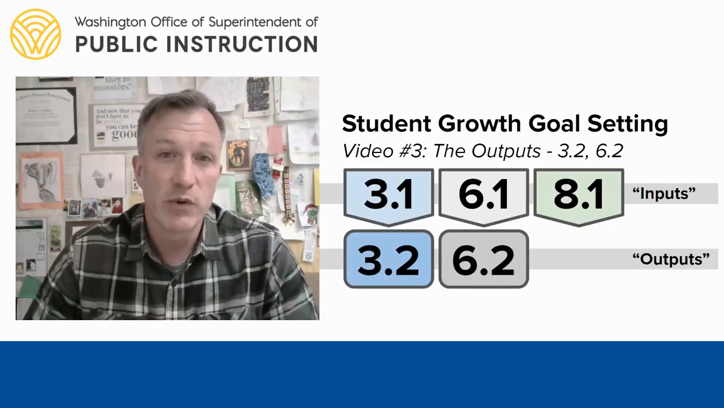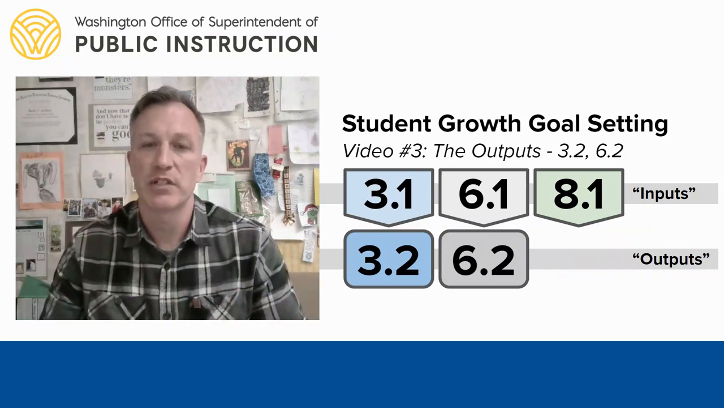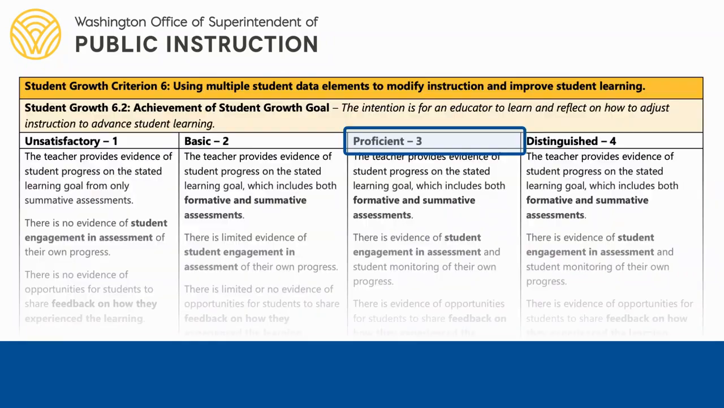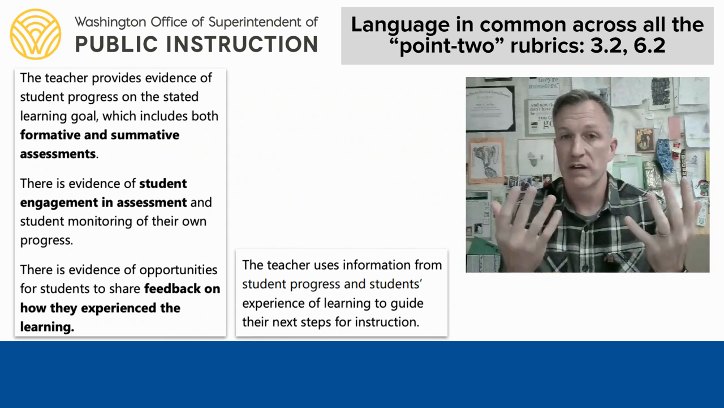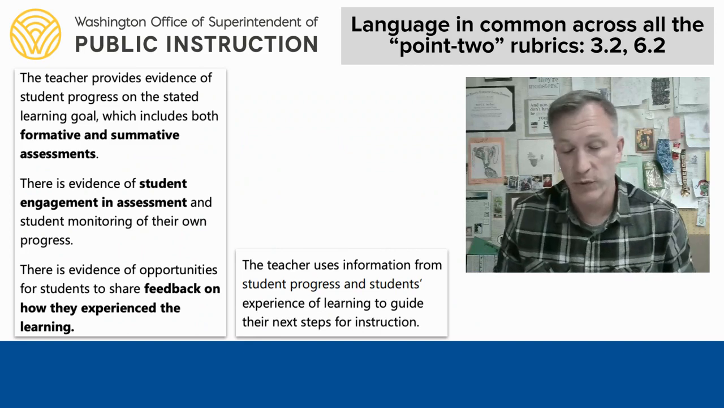This video is going to be focusing on the 3.2 and 6.2 rubrics, which we refer to as the outputs of the 5 different student growth rubrics that are part of our teacher evaluation. As a reminder, these videos that are breaking down the student growth rubrics focus on the language of the Level 3 Proficient rubric. The rubrics for 3.2 and 6.2 have a lot of language in common. So let's start by taking a look at the language that's in common between these two.